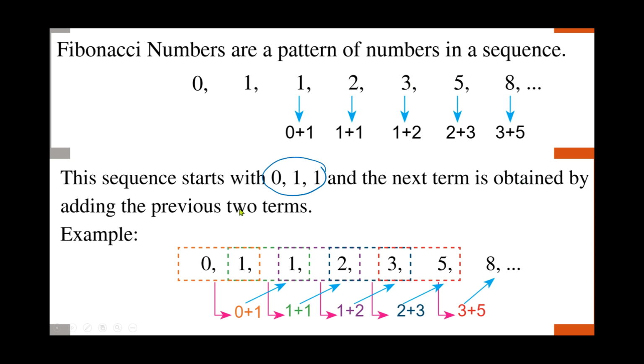And the next term is obtained by adding the previous two terms. So this is the figure showing how we get the next term. For example, 5 here. 5 is equal to 2 plus 3. This is how they show you 2 plus 3 is from here. Okay, if you know how to read. It's just like the explanation that I have told you just now.